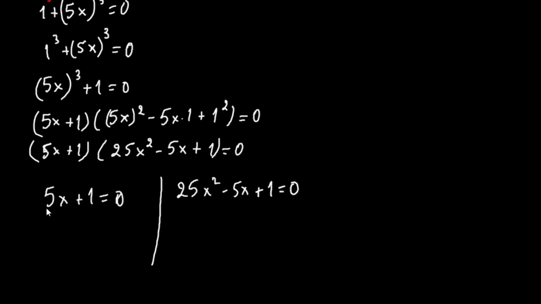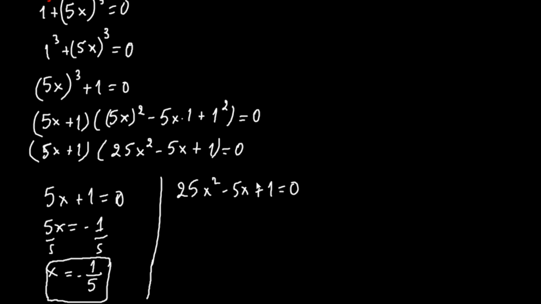Let's start with the first one. So we have 5x equals minus 1. Divide both sides by 5. So we have that x equals minus 1/5. And this is our first solution.